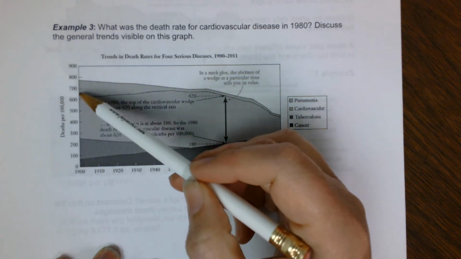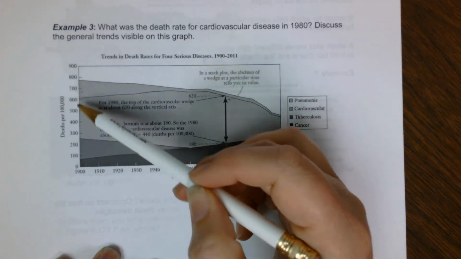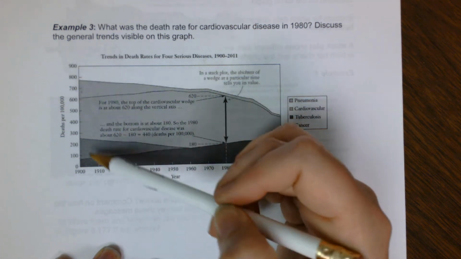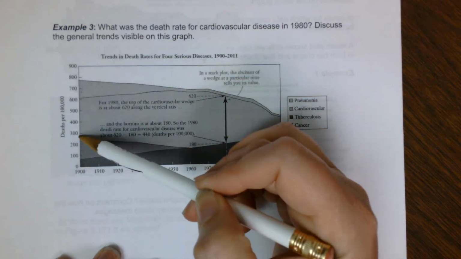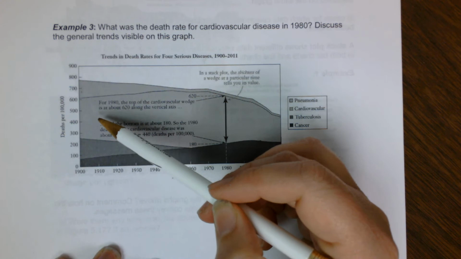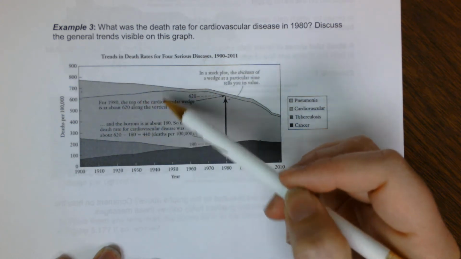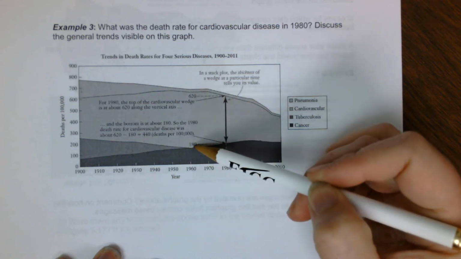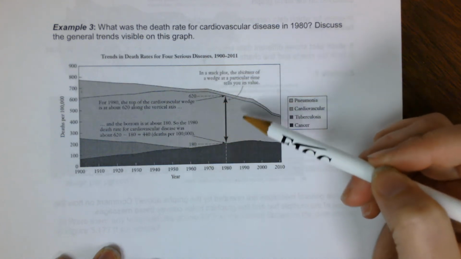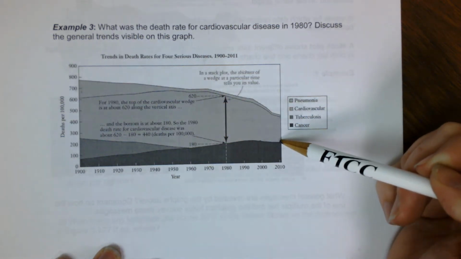Cardiovascular started out pretty large. This actually seems to be the largest in 1900, so the leading cause of death between these 4 would be cardiovascular. And then it gets bigger and bigger until it looks like it's largest, probably around right here. But then it starts to decrease again by 2010.